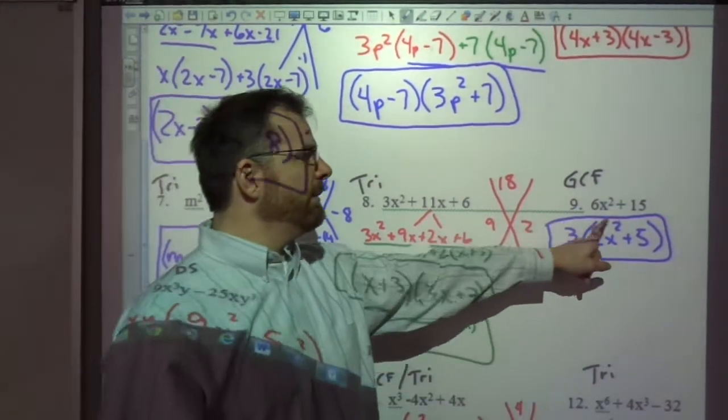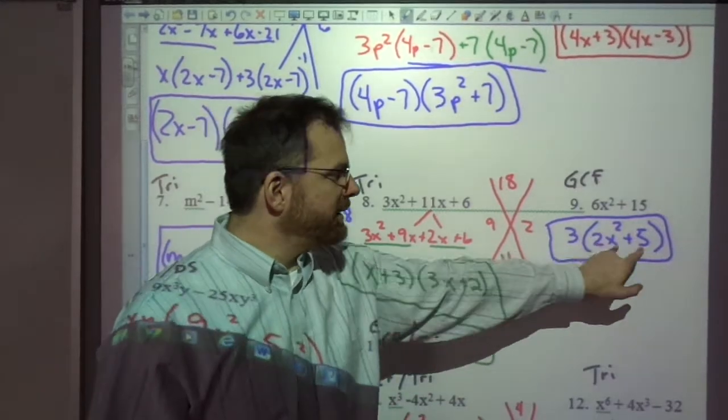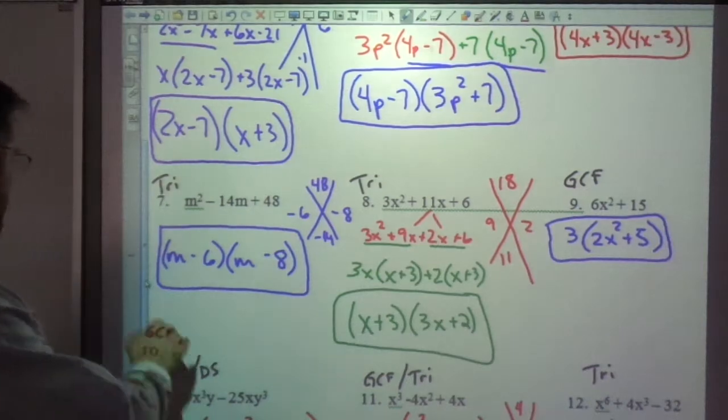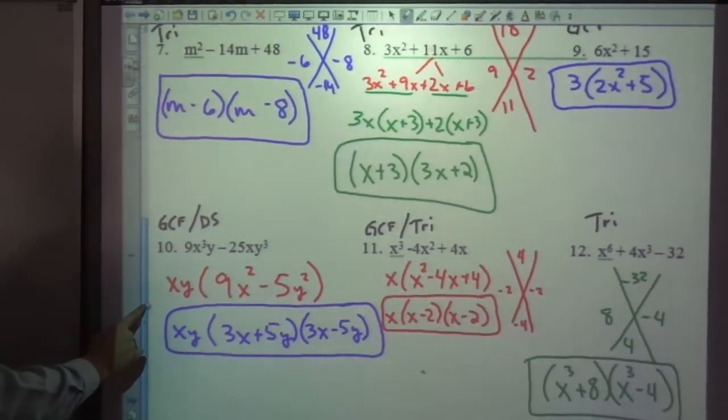This, I look for greatest common factor. It has a 3. This is not a difference of squares. Nothing I can do with that, so we're just done. That one's finished.